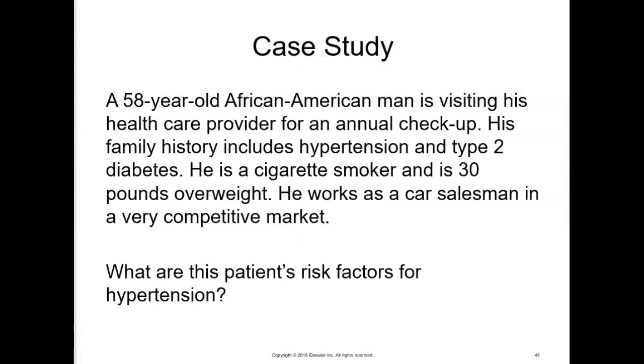Please review the case study questions and end of PowerPoint questions. Pause the video, read through them, pick out your answer, and then resume the video to find out if you are correct. For case study question 1, the correct answer is this patient has several risk factors for hypertension, including his age, being African American, having a positive family history for high blood pressure and diabetes, smoking, being overweight, and having job-related stress.